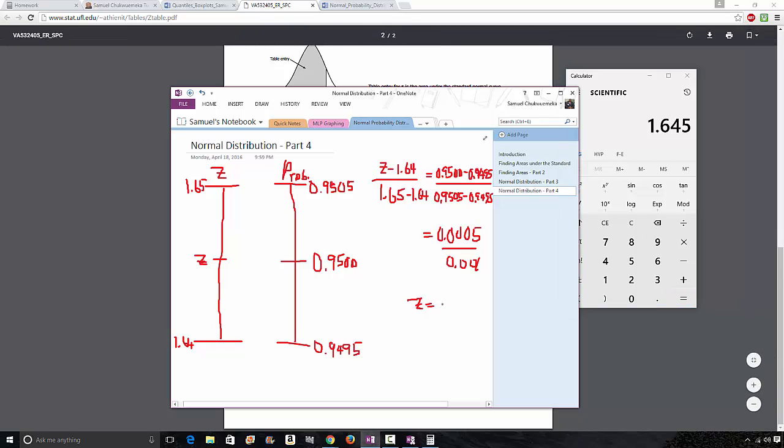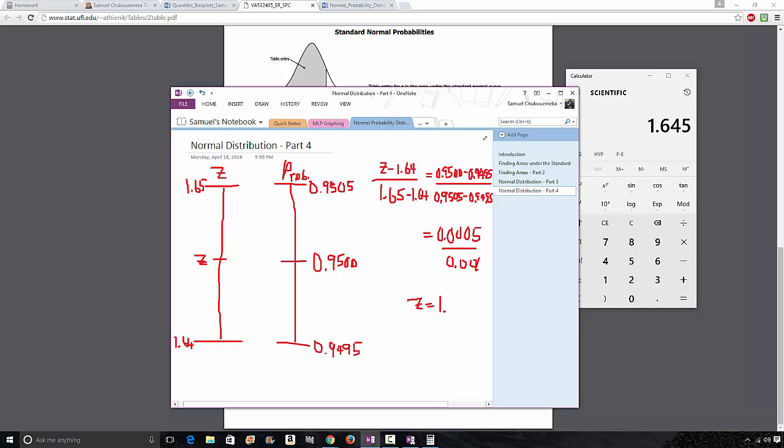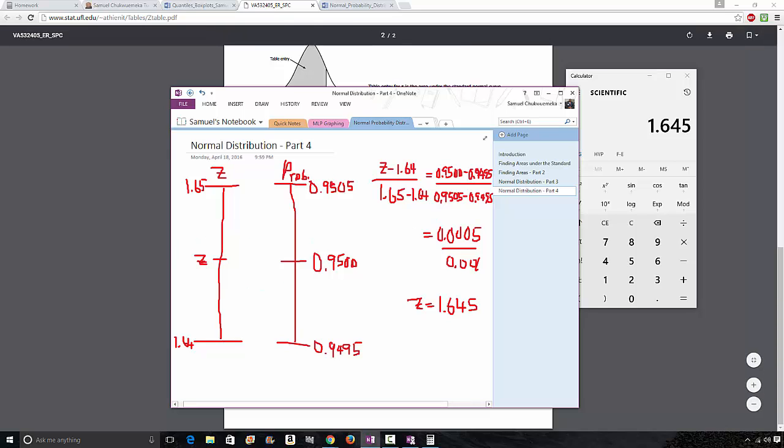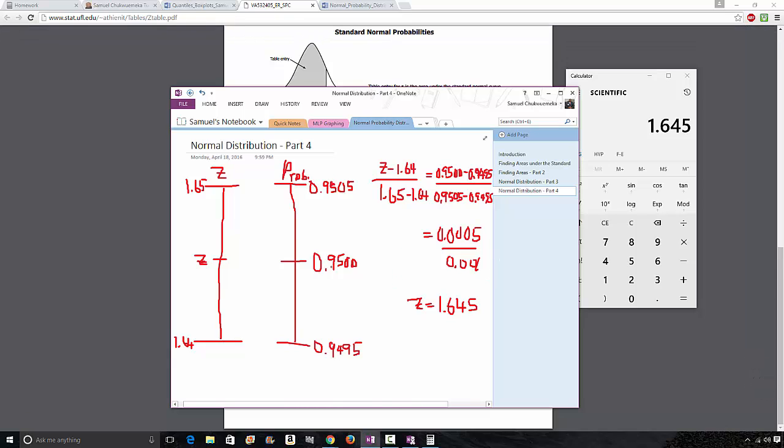Some of you might be mad at me and say, Mr. C, why did you waste all this time? Why couldn't you have just added this and divided by 2? Now listen up, folks. We don't do it that way. We have to do it the proper way, which is the interpolation method. Some people will say, add this and divide by 2. We don't do it that way. We do it by interpolation method.